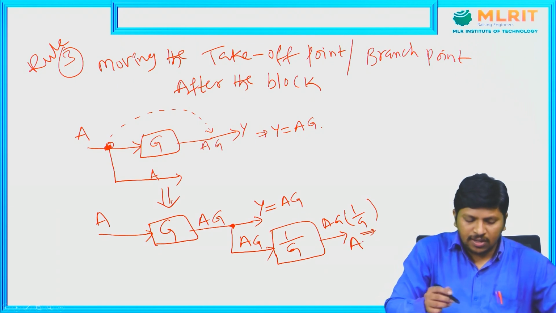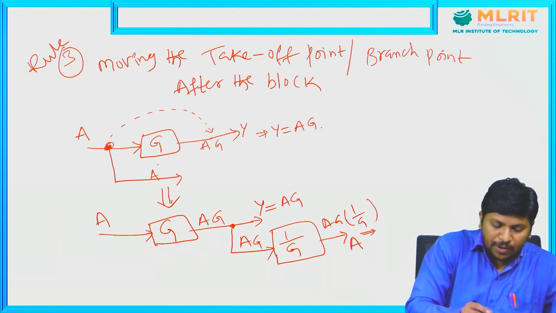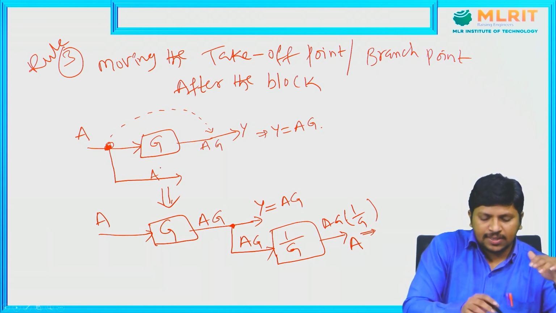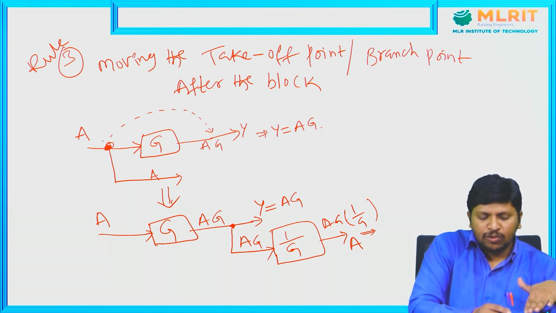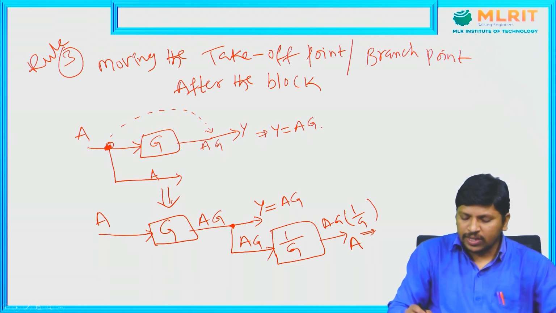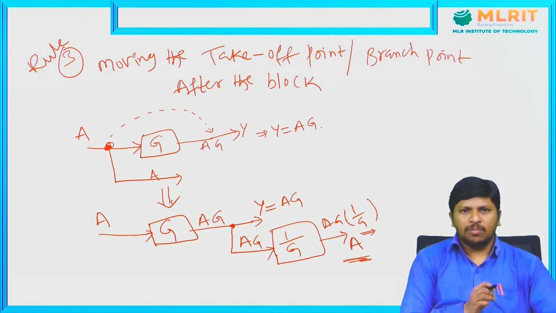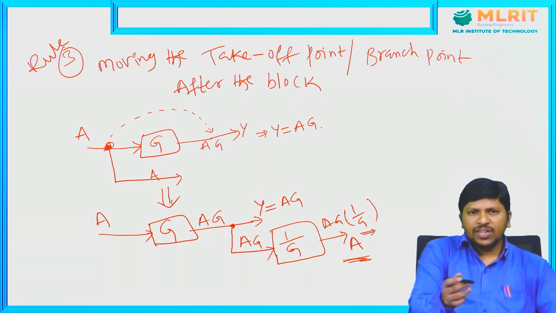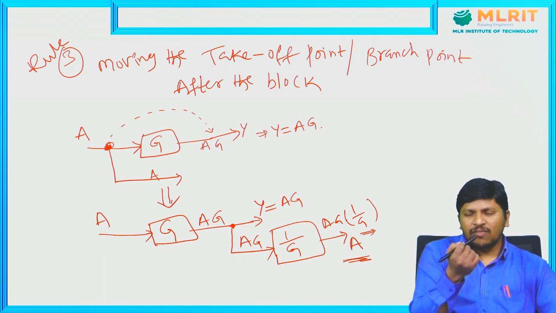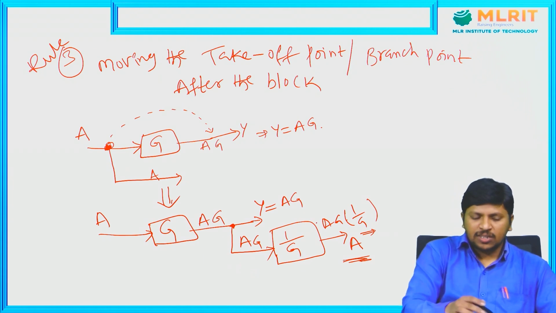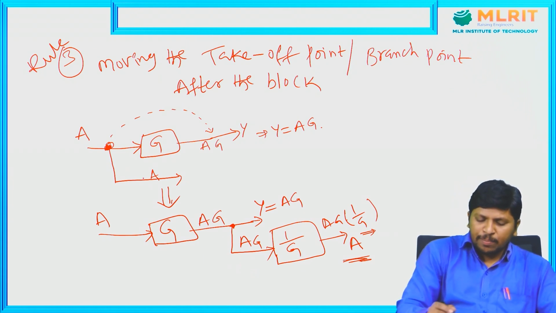Here A is there. So before the take up point, it has the A value. Same as, if moving the take up point after the block also, we get the same A value. There is no change. So the rule is applicable, right? If the take up point is moving after the block, what is the value in the block? That value, 1 divided by that value, is added in the take up point. Just in block G is there, in take up point 1 by G.